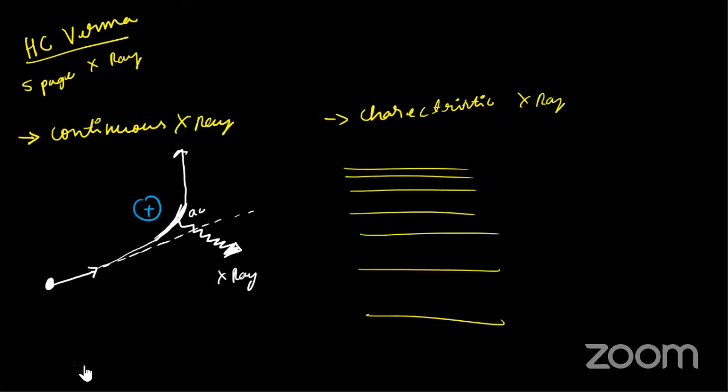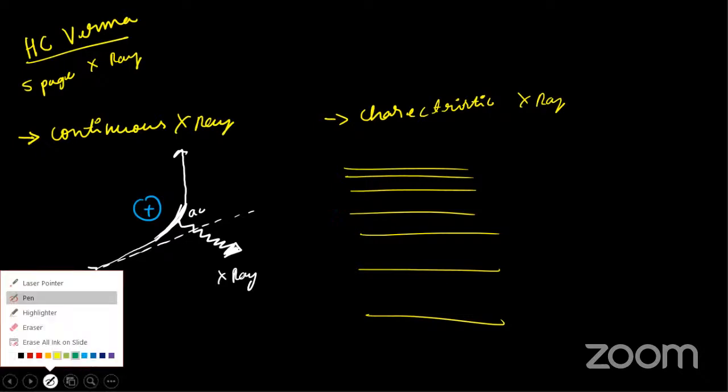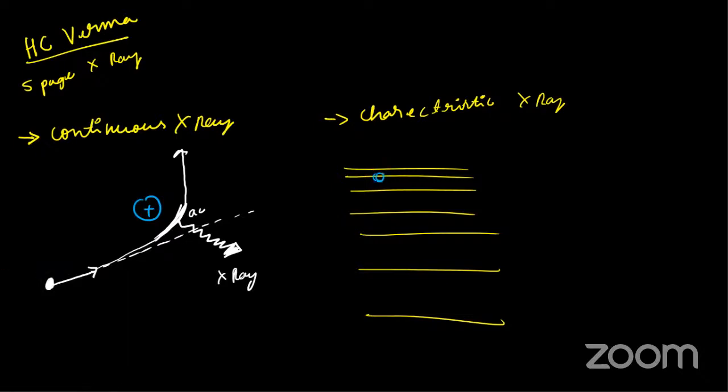So when an electron, a negative electron, jumps from a higher energy orbit to a lower energy orbit, it is going to emit a photon. And this photon is nothing but an X-ray. A high energy photon is an X-ray.